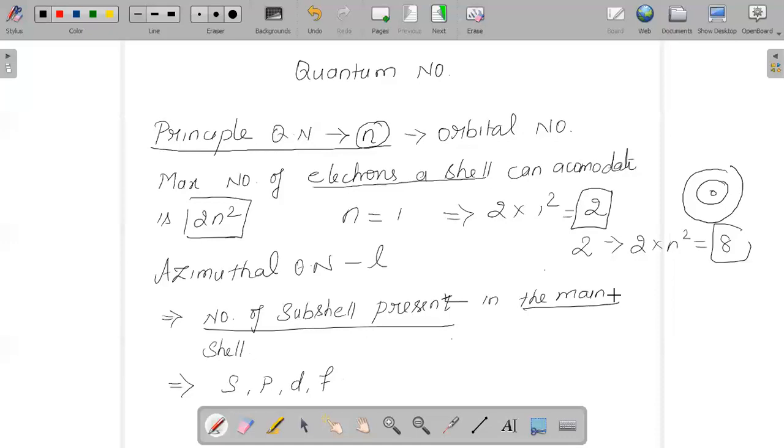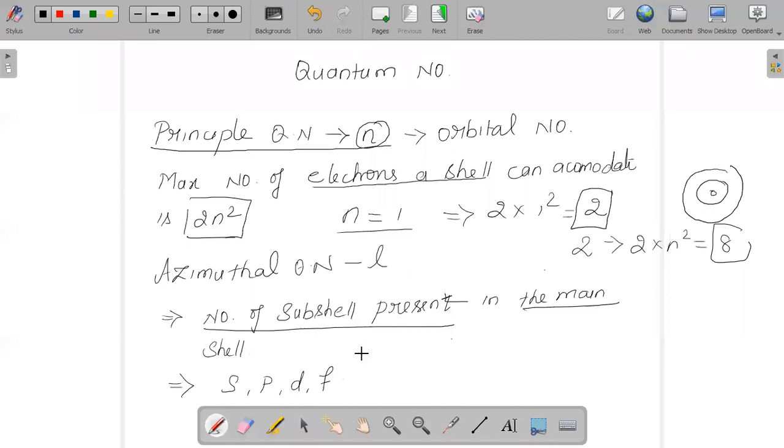Hence, I should know the relation between n and l. We have said that n is the main shell, or the principal quantum number. Hence, if I know the n shell, how will I relate that to l, which is nothing but the subshell? So there should be some relation between the shell and the subshell.